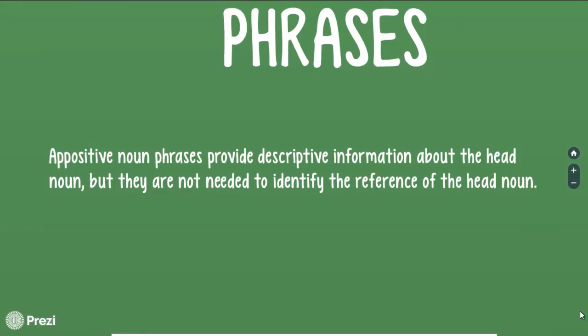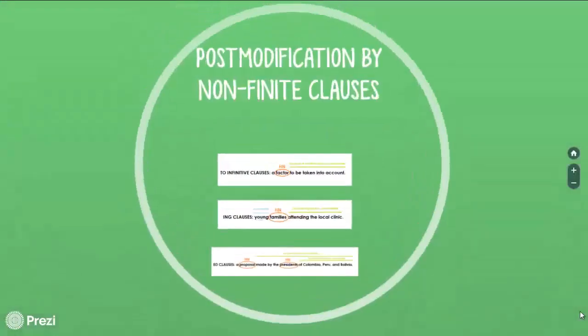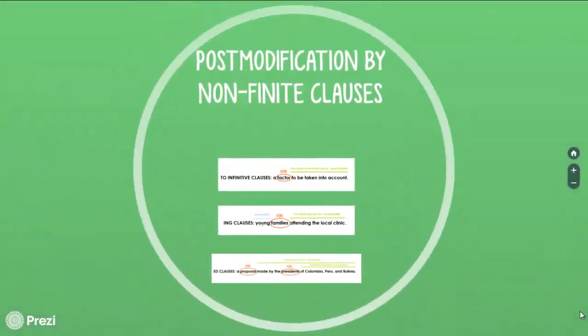Now let's move to clauses as post modifiers. In this slide, we can see that sometimes non-finite clauses can be post modifiers. Remember that non-finite clauses are those clauses which are not marked by tense or modality. And within non-finite clauses, we can find to infinitive clauses, ing clauses, and ed clauses. In the first example, our head noun factor has been post-modified by a non-finite to infinitive clause.